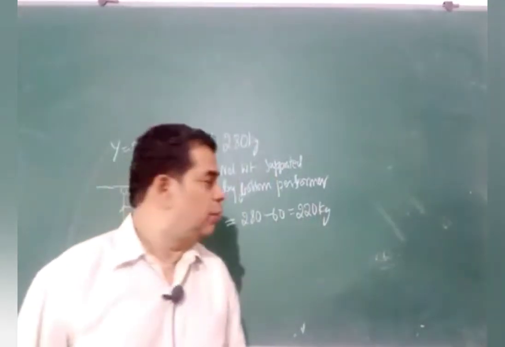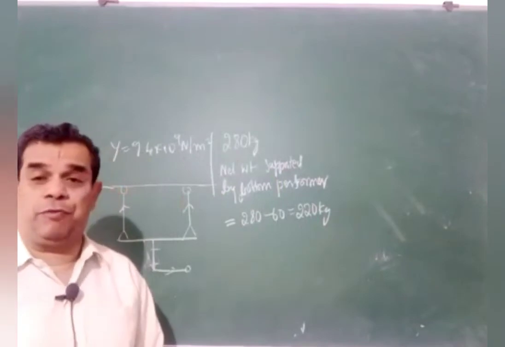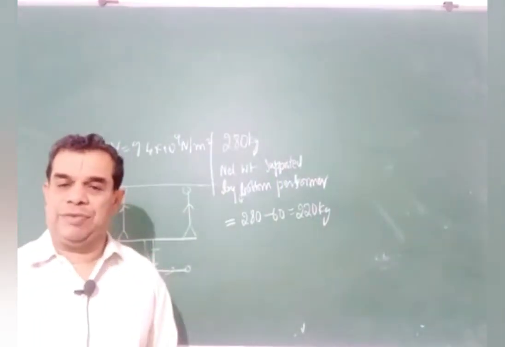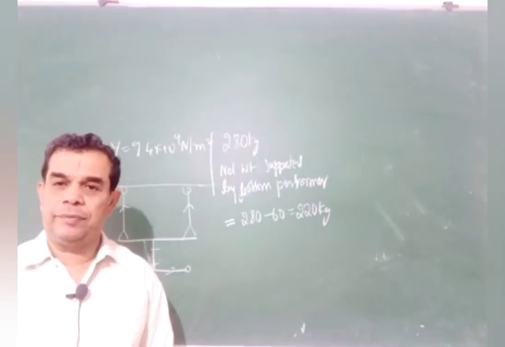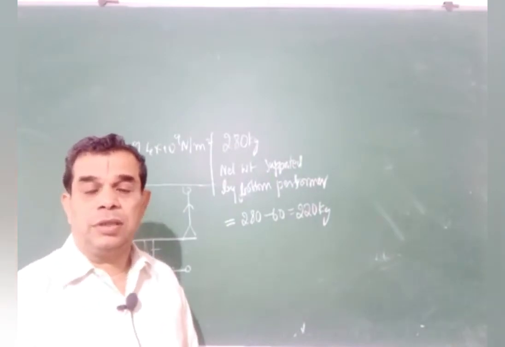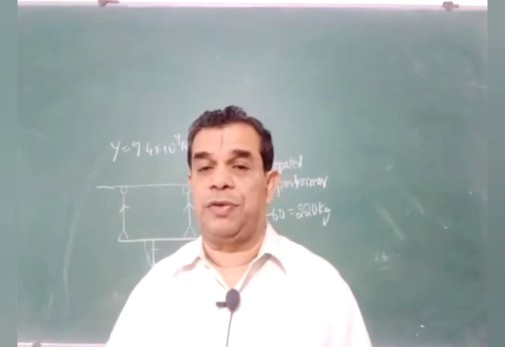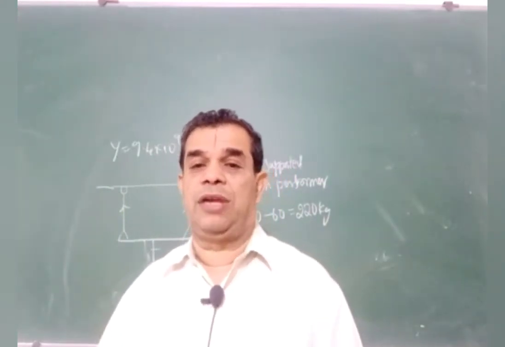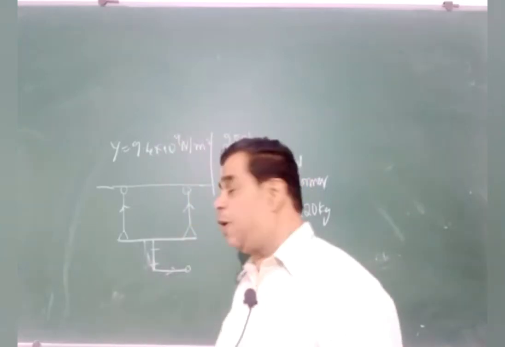That's why let's remove the weight of the performer lying on his back. That is at the bottom. 220 kg weight is supported. But observe, two legs are supporting that 220 kg. So what is the weight on one leg? 110 kg, half of that.